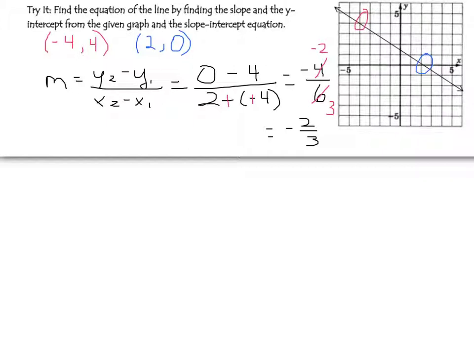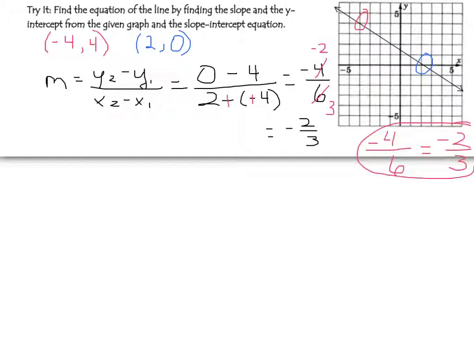Okay, the other way you could find slope is you could start at this point, and you could say my rise is -1, 2, 3, 4. And my run is +1, 2, 3, 4, 5, 6. So using that method, I get my rise is -4, my run is +6, and then I reduce that, and I also get -2/3. So you get the same thing either way.